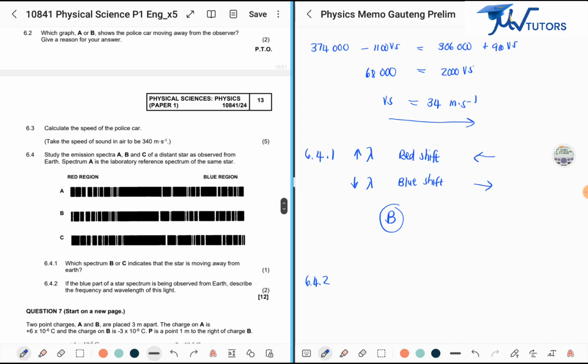And so if the blue part, if you don't understand this section, please do look at the link that I've attached that explains under the topic of Doppler effect, the red shift and blue shift. Okay.